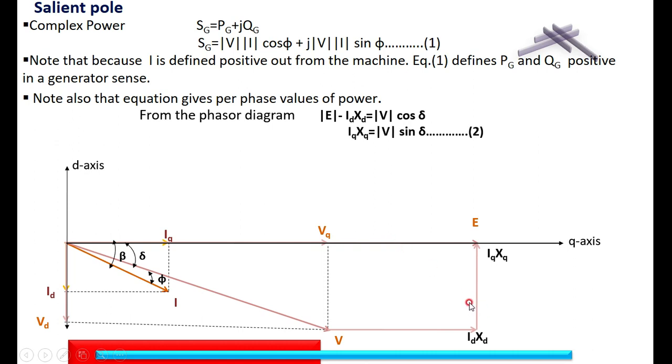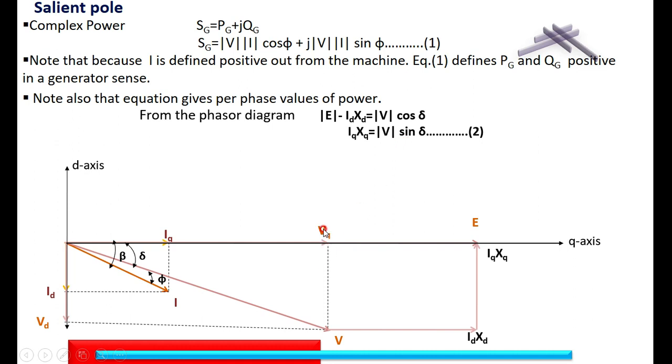Similarly, if you look into the D component of voltage, that is VD. VD is nothing but V sin delta. You can take the triangle of this. In this triangle, the opposite side will be V sin delta. V sin delta is equal to IQXQ. Therefore, IQXQ is equal to V sin delta.